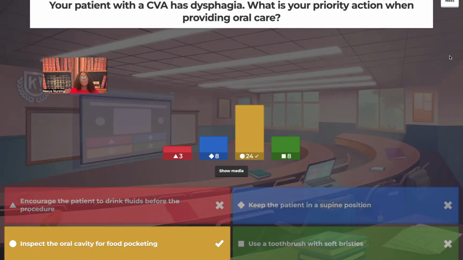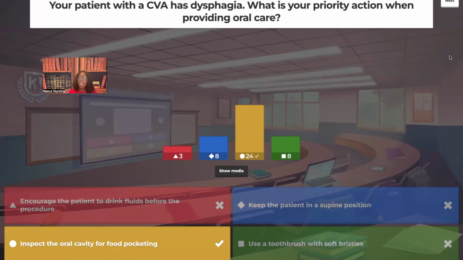Okay, now let's look at the wrong answer choices. Encouraging the patient to drink fluids before the procedure. How's that going to help your patient? I just threw that in there. That makes no sense. Next, keeping the patient supine. Do you want them to aspirate? Do that if you want to.